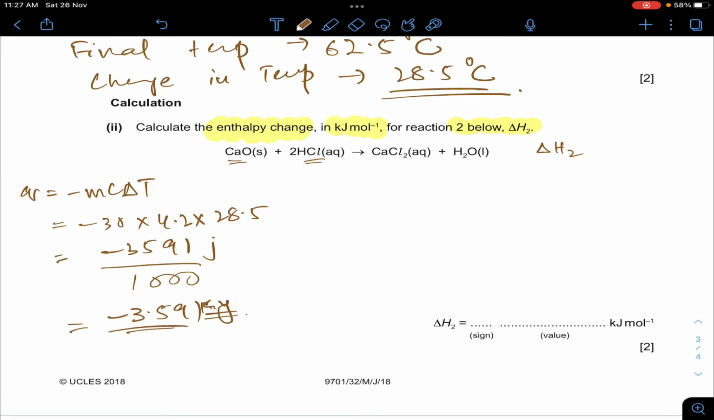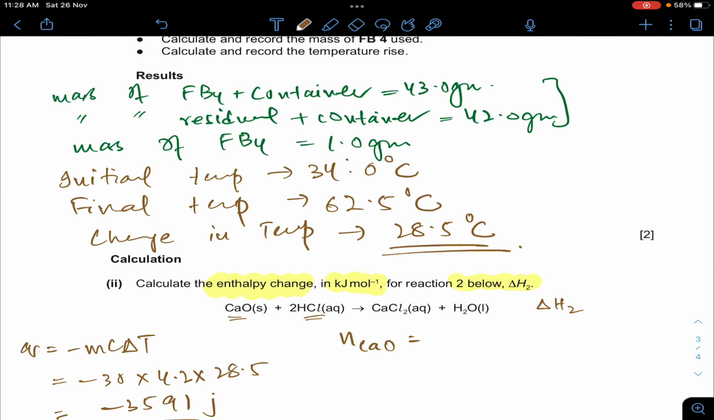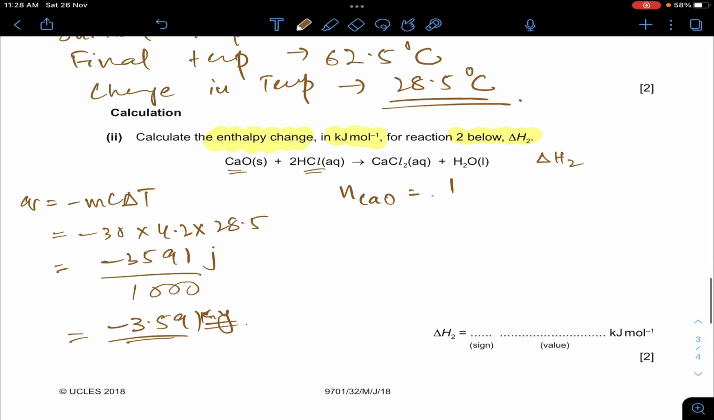Next, calculate the moles of calcium oxide that we have used. So moles of calcium oxide would be equal to the mass of calcium oxide we have, 1 gram, divided by the Mr of calcium oxide. Calcium is 40, oxygen is 16, that would be equal to 56. So 1 divided by 56 equals 0.0178, 0.0179. Right, these are the moles of calcium oxide.